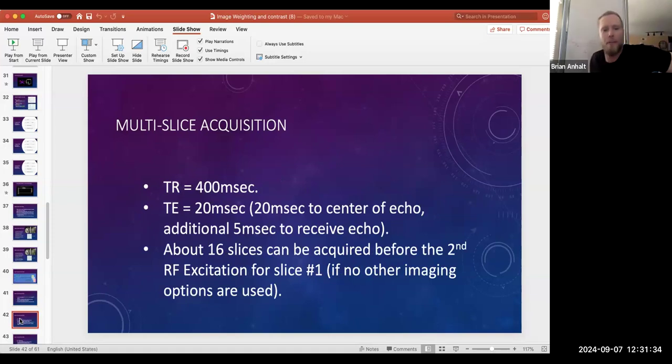Here's some numbers here we can put on it. Let's say we have a TR of 400 milliseconds, a TE of 20 milliseconds. To the center of the echo, let's say we need an additional 5 milliseconds to continue to listen to the echo, so that would be like a 10 millisecond echo window, essentially. That means if we do the math, 16 slices can be acquired before we have to go back for the second acquisition of slice 1.